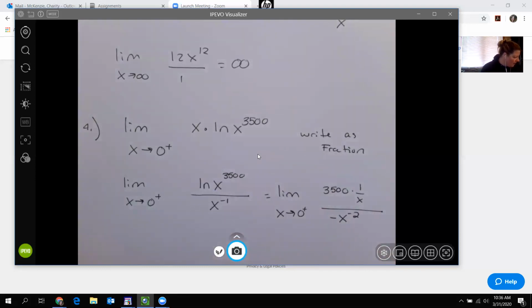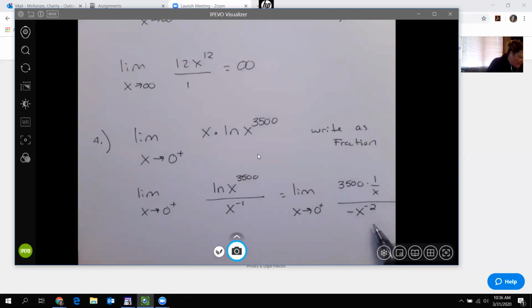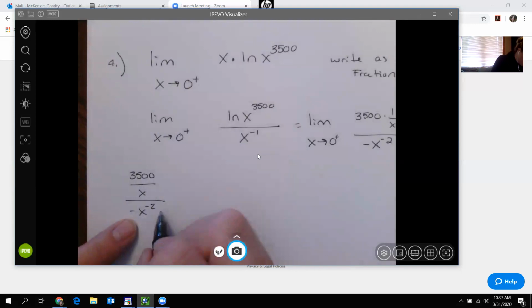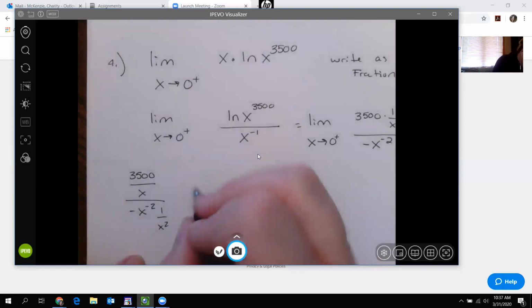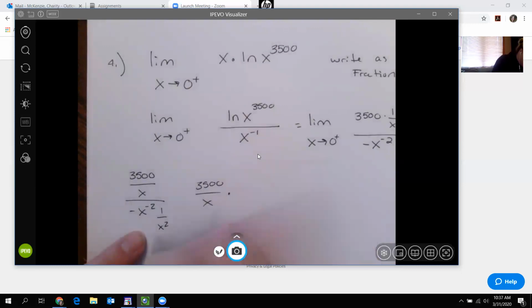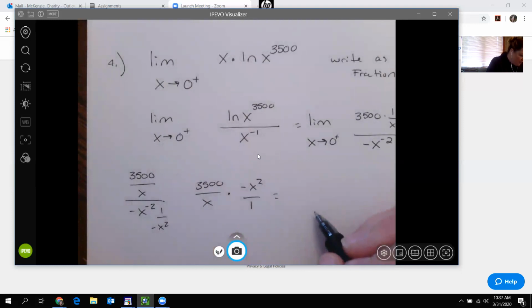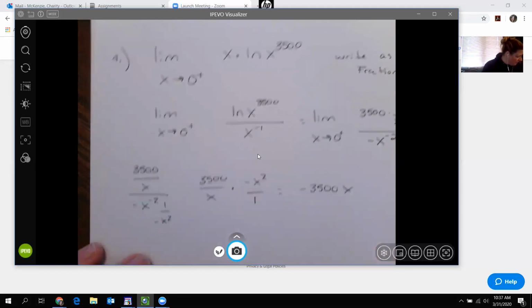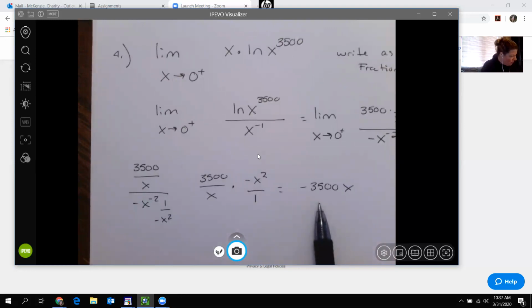All right, now I'm going to simplify this. This needs to go downstairs, and this can go back upstairs. I'm going to think of this as 3,500 over x, over negative x to the -2, which is the same as 1 over x squared. So I'm going to flip that over, and I'd have 3,500 over x times negative x squared over 1. We can simplify that. That x goes in here, and I get negative 3,500x. And then finally, I can put in my 0, which means it's going to 0.